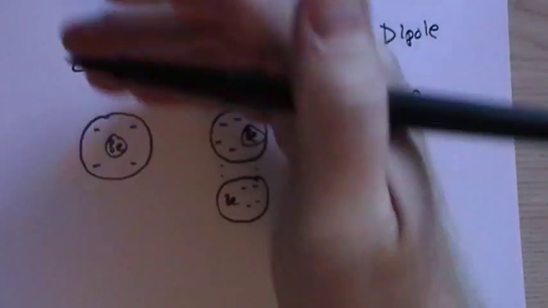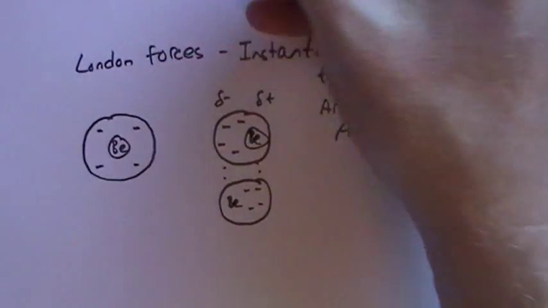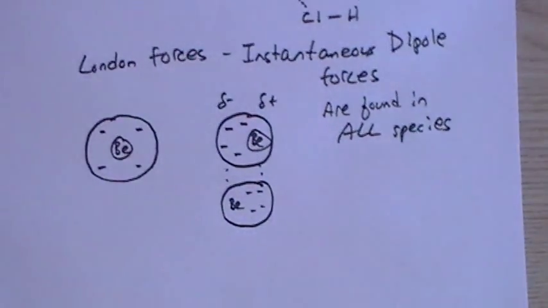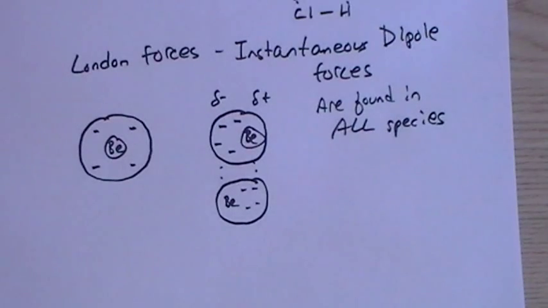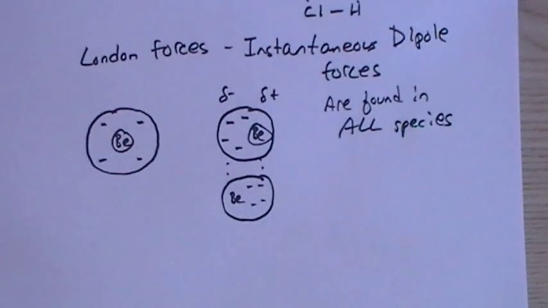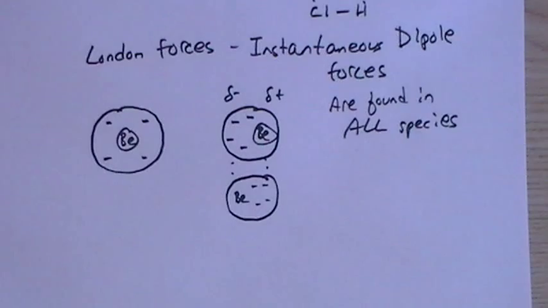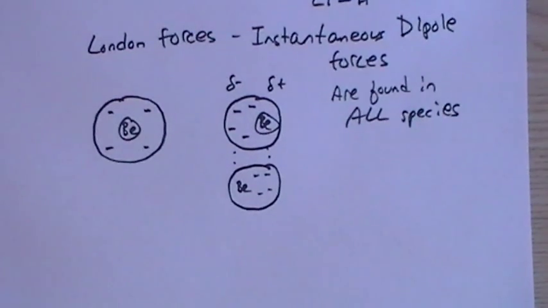London. So if I give you 5 different molecules, just write London, London, London, London, London, because they're all present in every single species, no matter what it is. We're going to just deal with molecules, but they're present in ions, they're present in atoms, they're present in everything.